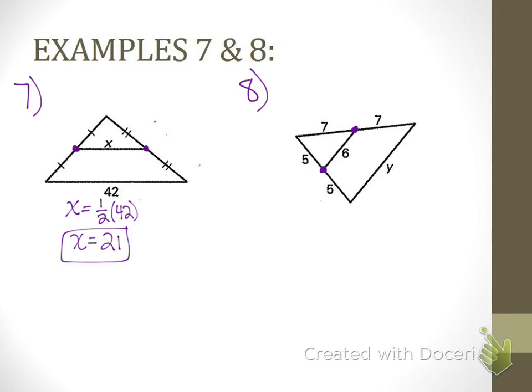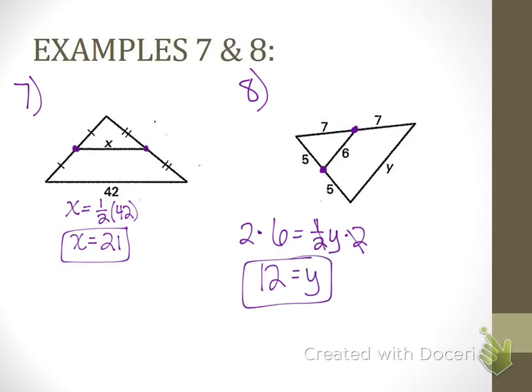Is it 3 or is it 12? I've heard both. It's 12. The big one is part of the triangle. The little one is the one on the inside. So in this case, 6 is equal to half of y. So if you times 2 on both sides, that gets rid of the half. And we get y equals 12.